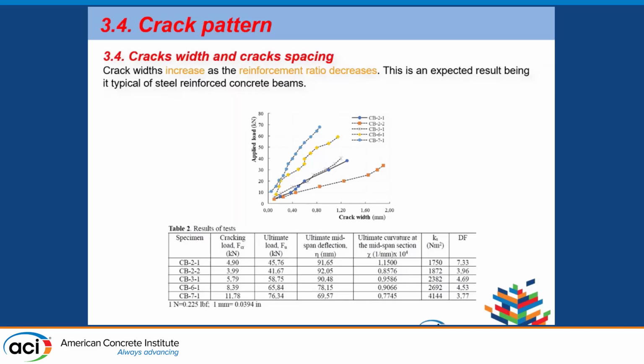So, for instance, if we consider this curve, the blue circle, which represents the beam with 7 CFRP rebar, and the orange square, which represents the beam with 2 CFRP rebar, for 30 kilonewton, we can see that the crack width in the former beam was 0.40 millimeter, whereas a significant increase was observed for the beam with a low reinforcement ratio. In fact, the crack width approached almost 1.80 millimeters, so much, much higher.